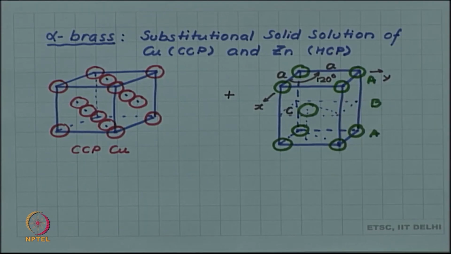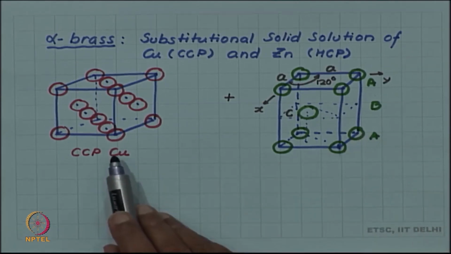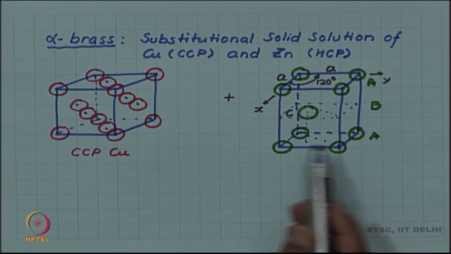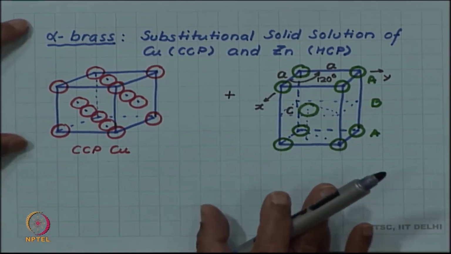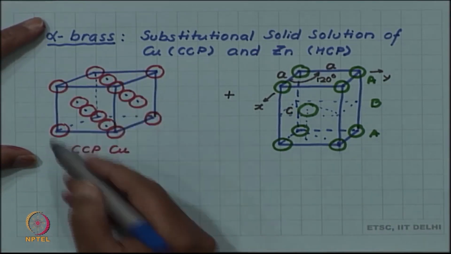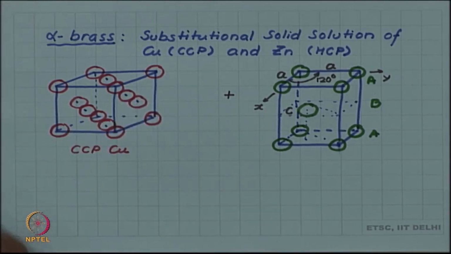Now, we are mixing these two and we are forming a solid solution. The solid solution also is crystalline, but the question is whether the solid solution forms cubic close packed structure or the hexagonal close packed structure, or maybe a totally different structure. It so happens, and experimentally we have found, that alpha brass has the structure of cubic close packed or a CCP structure.